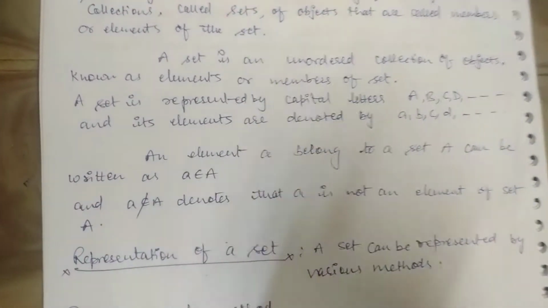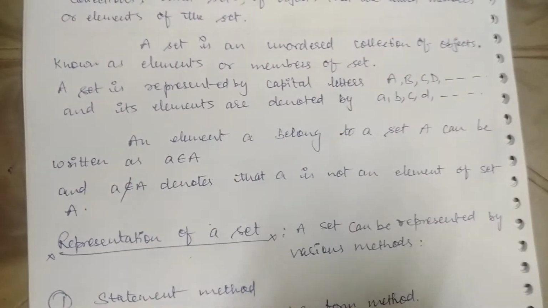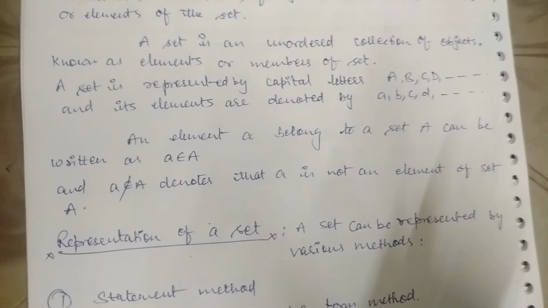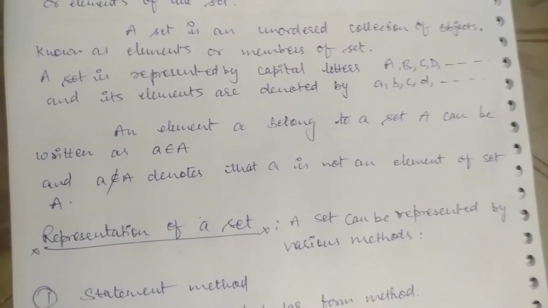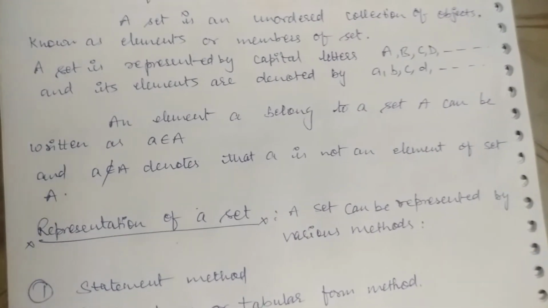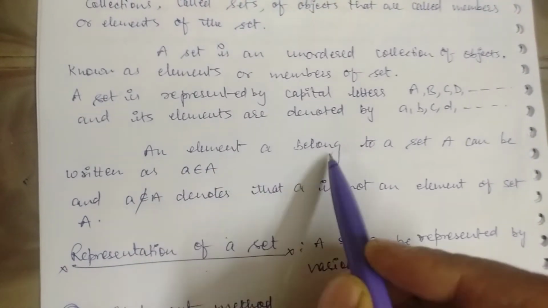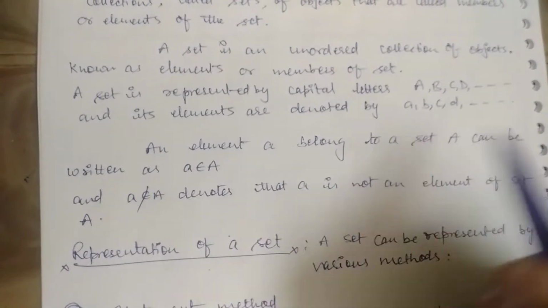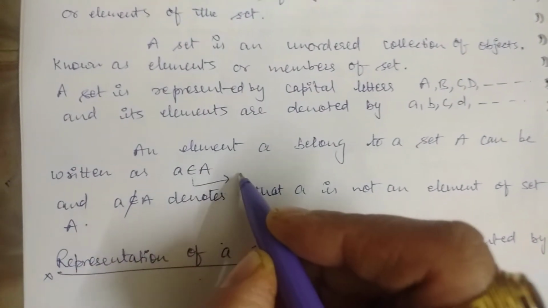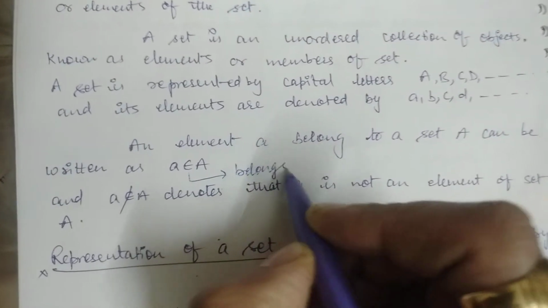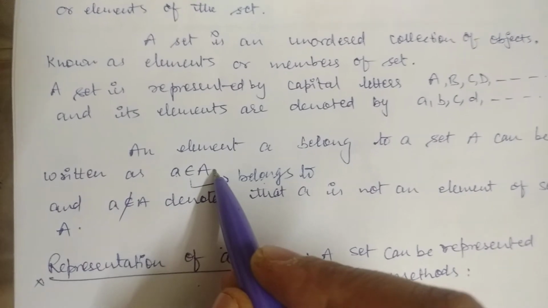Okay? If an element lies in a set, suppose I say that the set of vowels means A, E, I, O, U. It means the 5 alphabets A, E, I, O, U all belong to set capital A. Then we say an element a belongs to a set capital A, can be written as a belongs to A. So this is the symbol of belongs to. So a belongs to capital A.